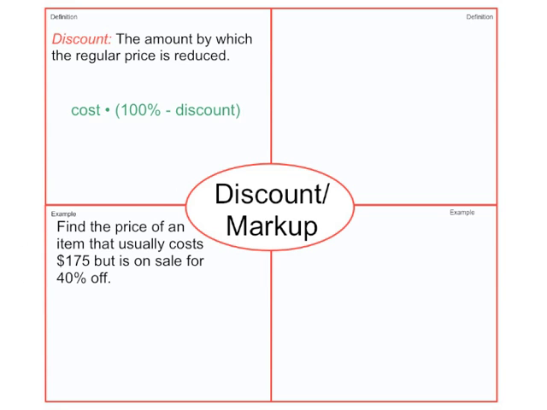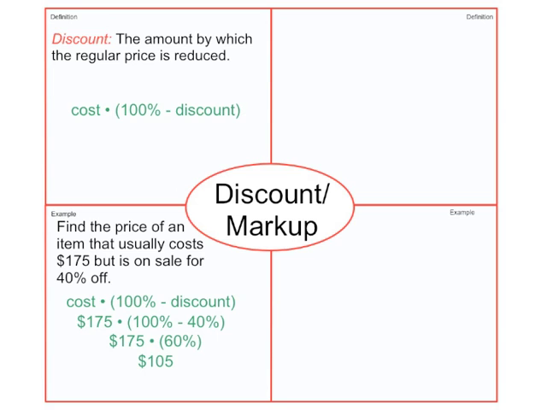So let's look at an example. Our initial price is $175, but it's on sale for 40% off. So we need to subtract 40% from 100 and then multiply that by 175. And our cost on that will be $105.